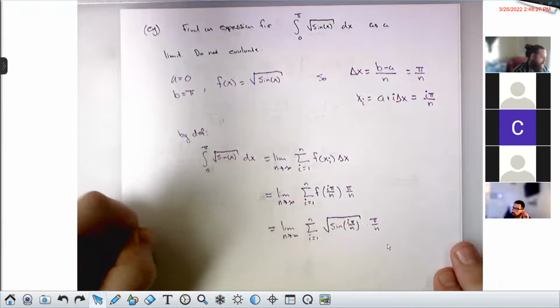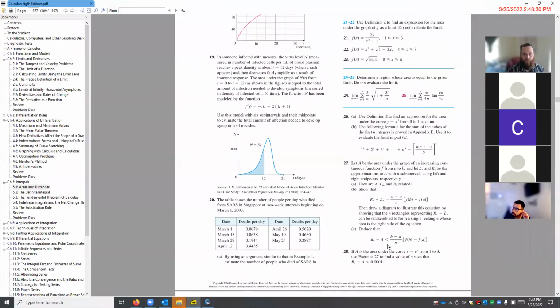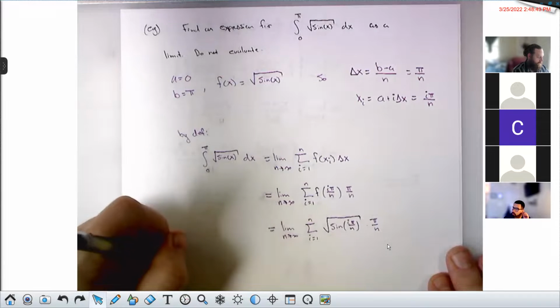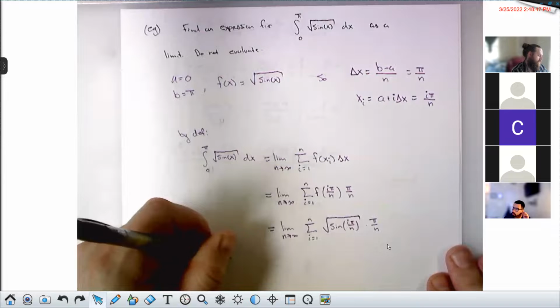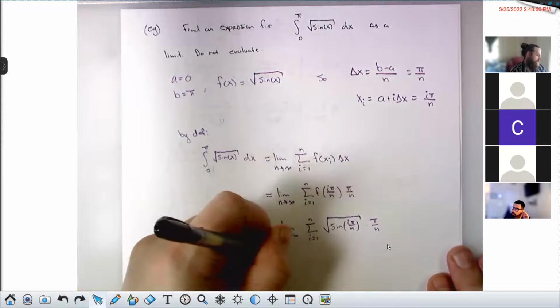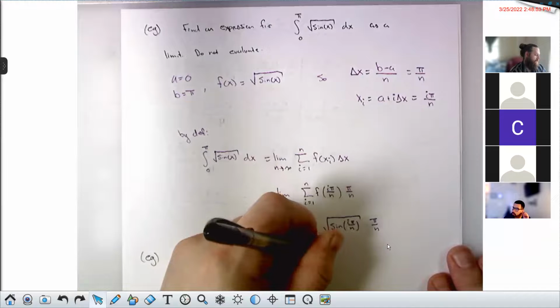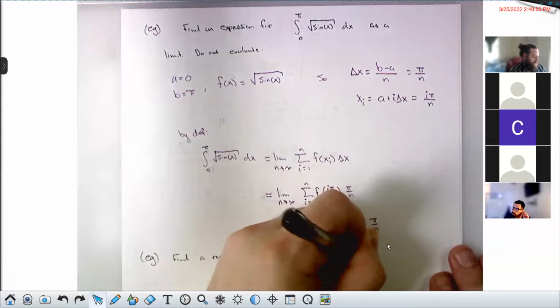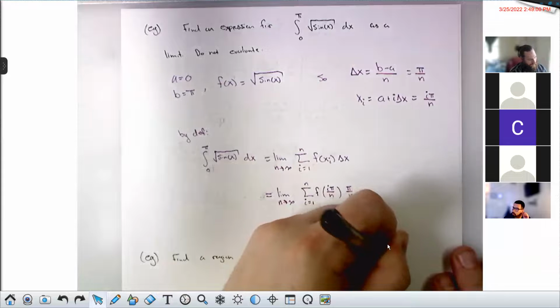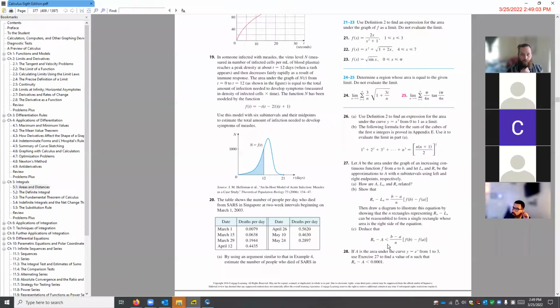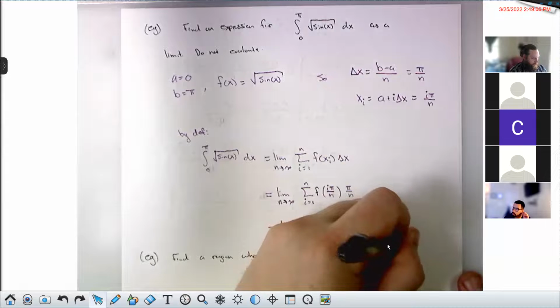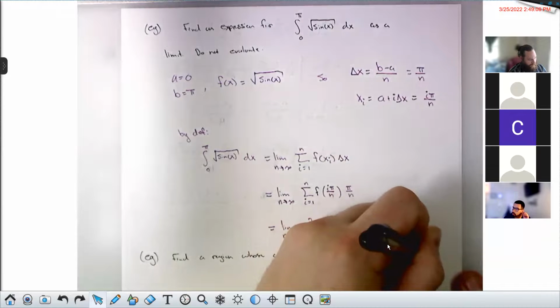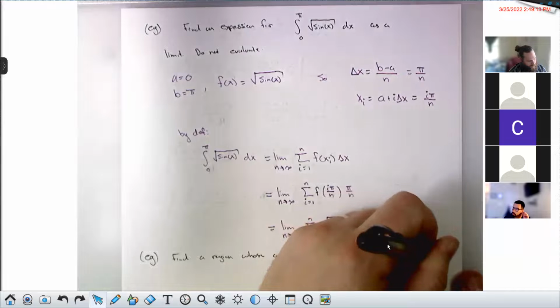Then let's try number 25. It says determine a region whose area is equal to the limit. So find the limit as n goes to infinity of the sum of pi over 4n times the tangent of i pi over 4n.